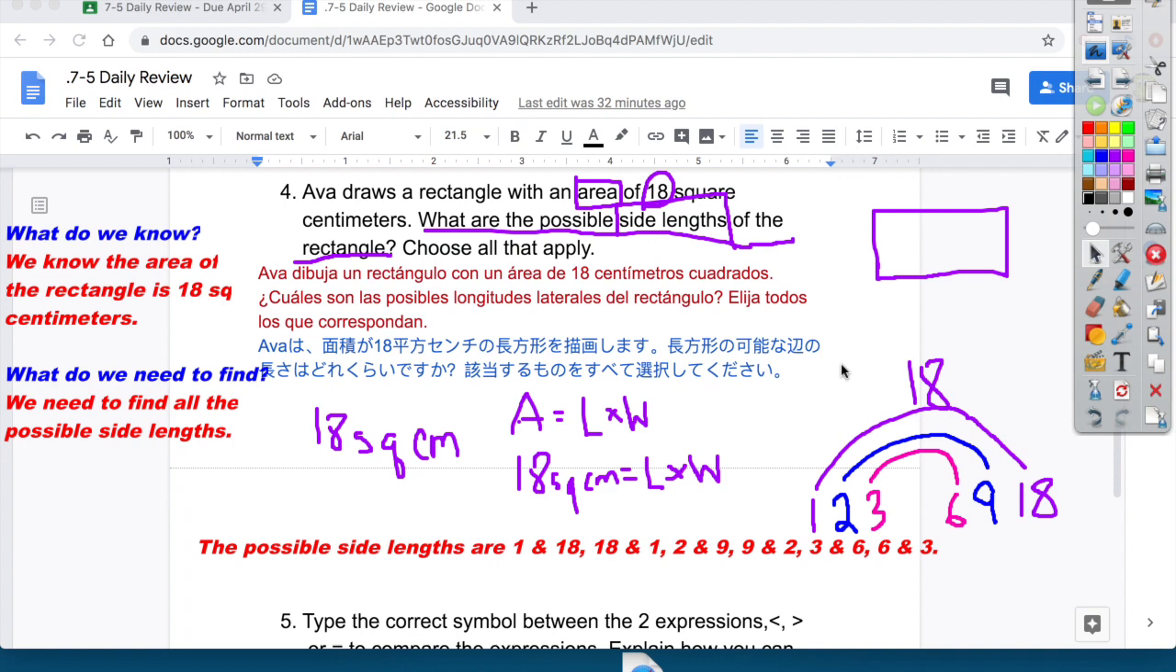Does that make sense? And remember, that's because our area is 18. That means this is what the whole thing measures. Okay, I'm going to take a screenshot of this and I'm going to do the last question.